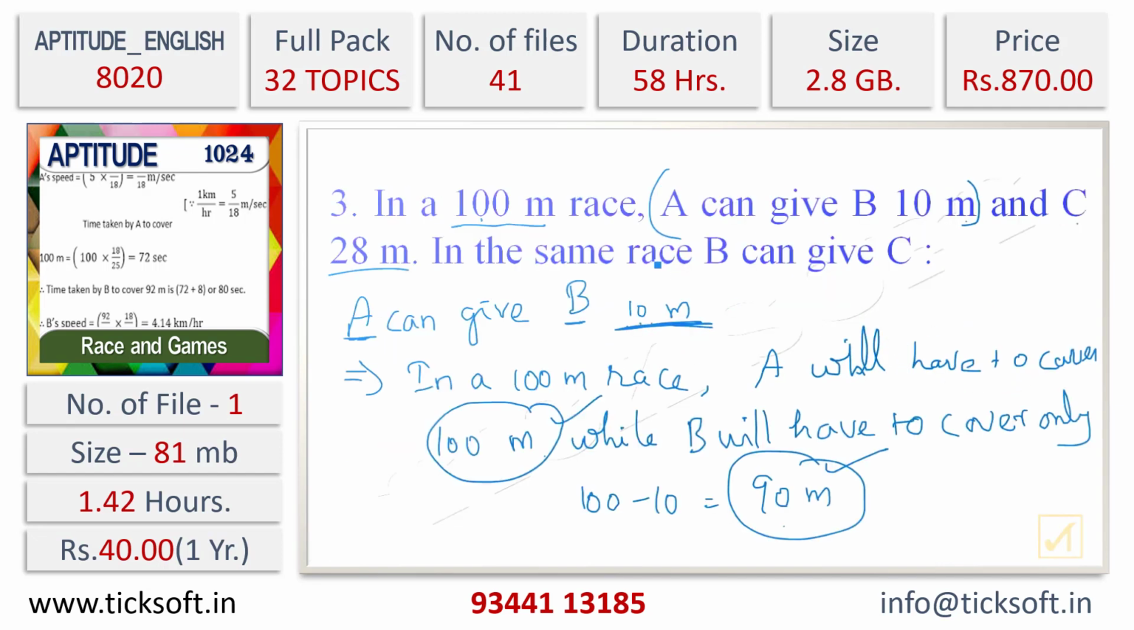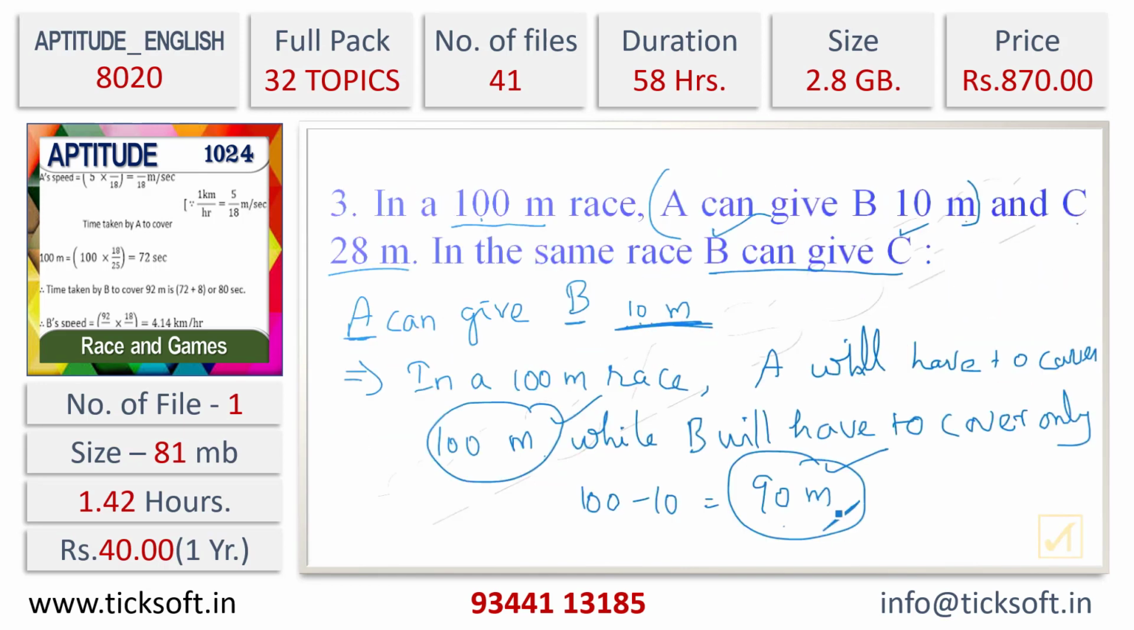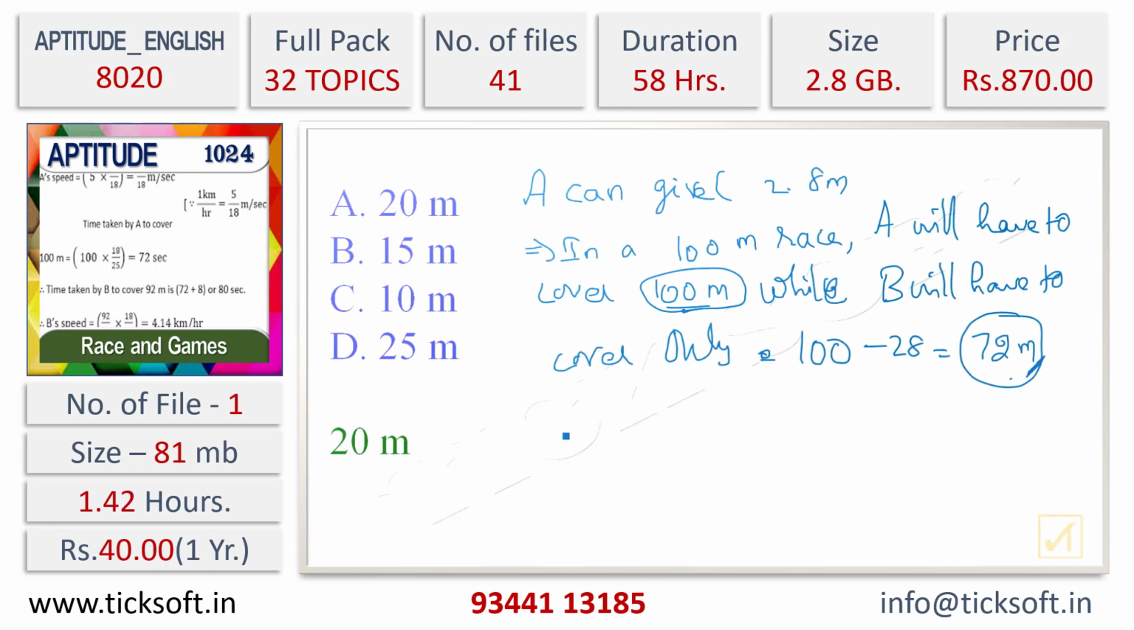But here we have to find in the same race B can give C how many meters. So this is what we have to find. So we have to compare only the values of B and C, isn't it? So here we know that B will have to cover only 90 meters and C will have to cover only 72 meters. So this means when B covers 90 meters, then C covers 72 meters.